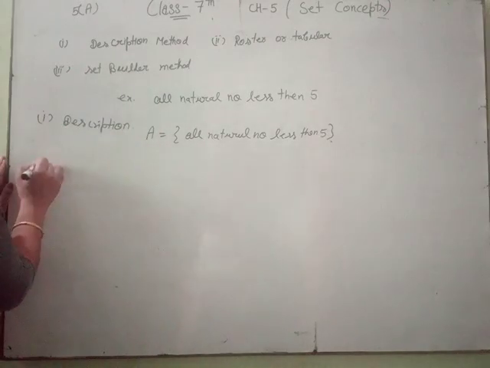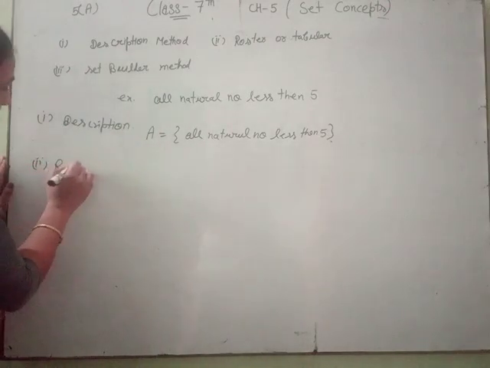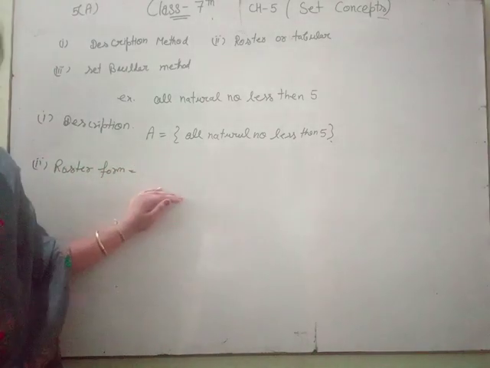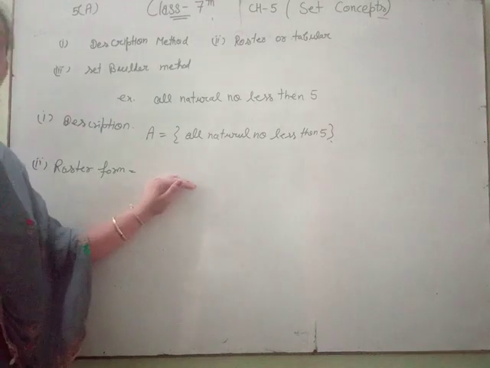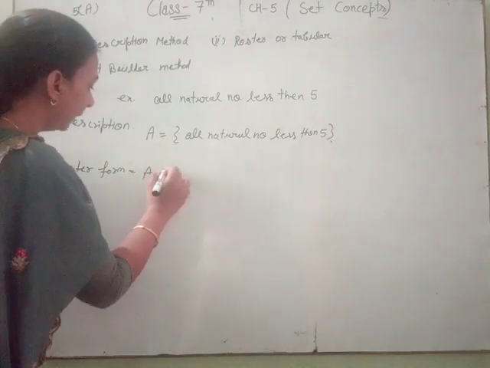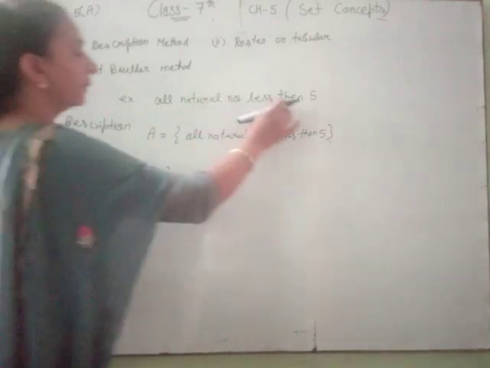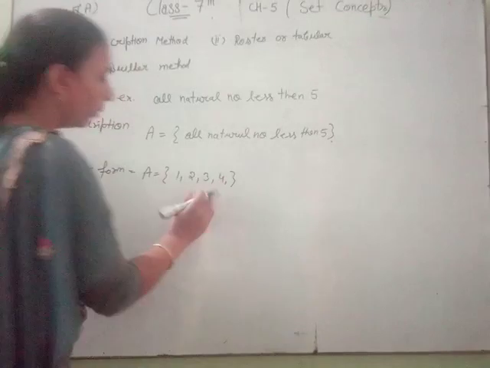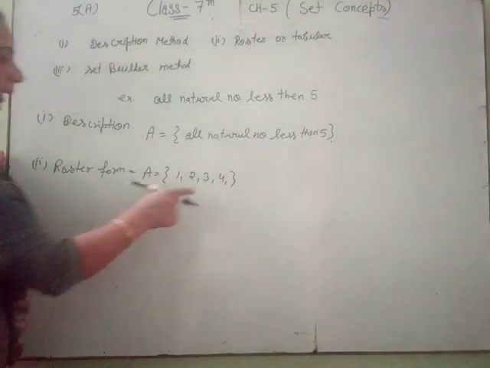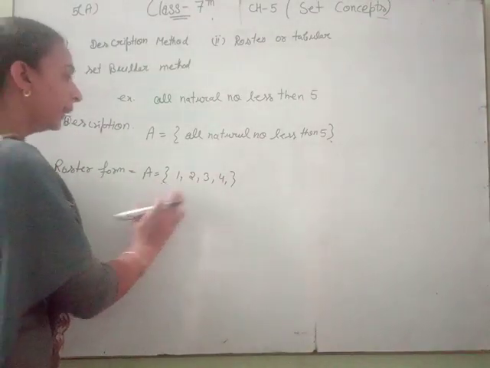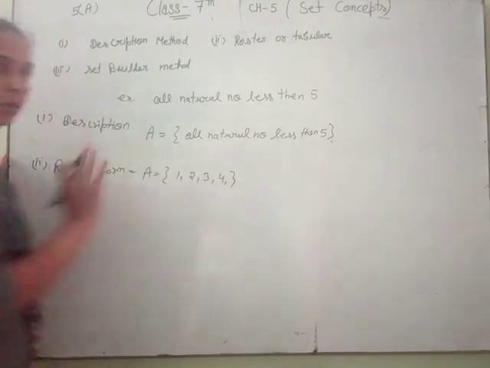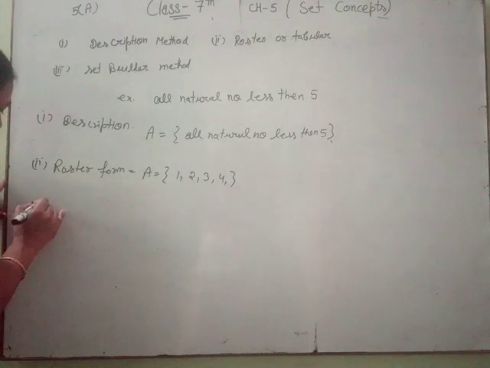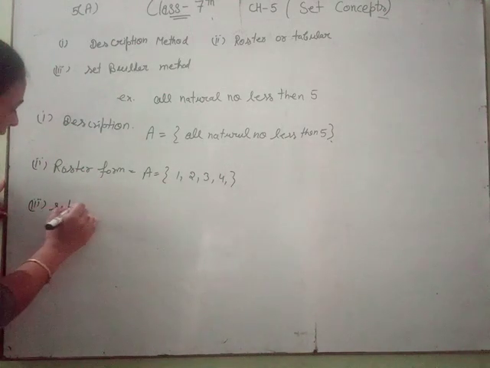Next is the roster form. In the roster form, we write all elements separated by commas. Like this is the set A, all natural numbers less than 5: 1, 2, 3, 4. Okay, only 4 elements less than 5. These are the natural numbers less than 5. We write all these elements separated by commas. This is a roster form or tabulation form. Next is third, set builder form.